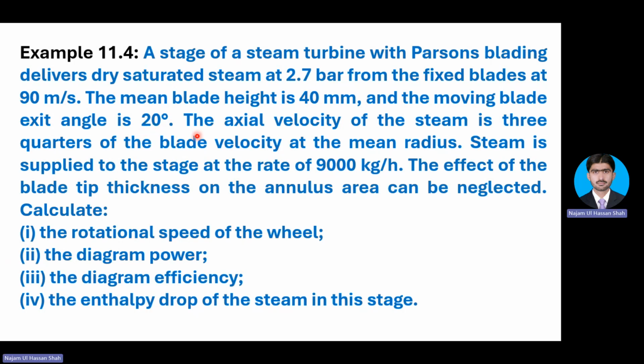The axial velocity of the steam is 3/4 of the blade velocity at the mean radius. Steam is supplied to the stage at the rate of 9,000 kg per hour. The effect of blade tip thickness on the annulus area can be neglected. Calculate, number 1, the rotational speed of the wheel. Number 2, the diagram power. And number 3, the diagram efficiency. And number 4, the enthalpy drop of the steam in this stage.